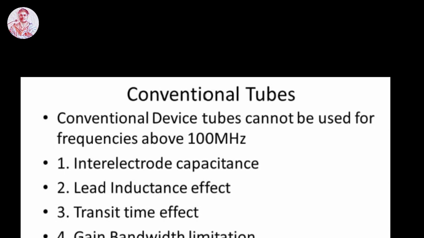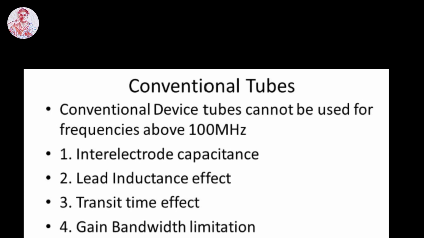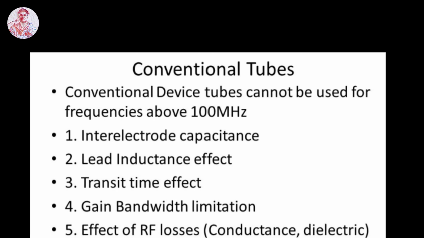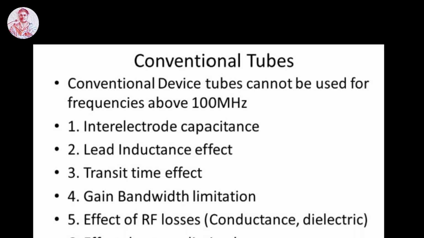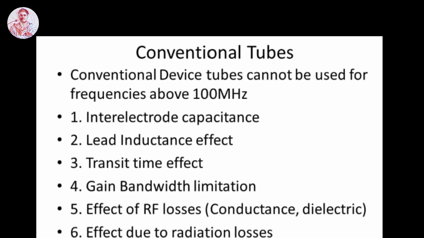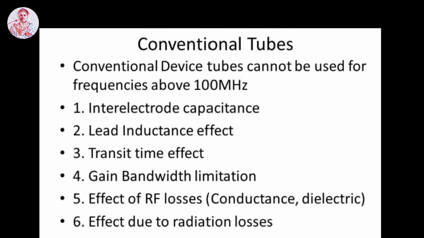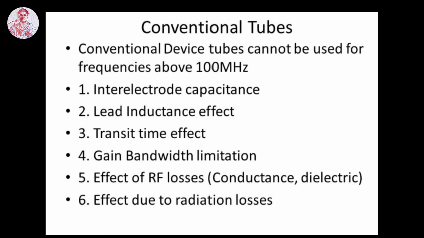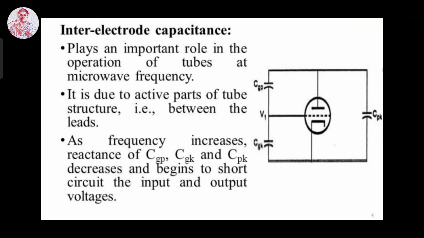We have certain limitations in conventional tubes. First is interelectrode capacitance, second is lead inductance, third is gain bandwidth product limitation, fourth is transit time effect, fifth is skin effect, sixth is dielectric losses. Now we will discuss all of these in detail.